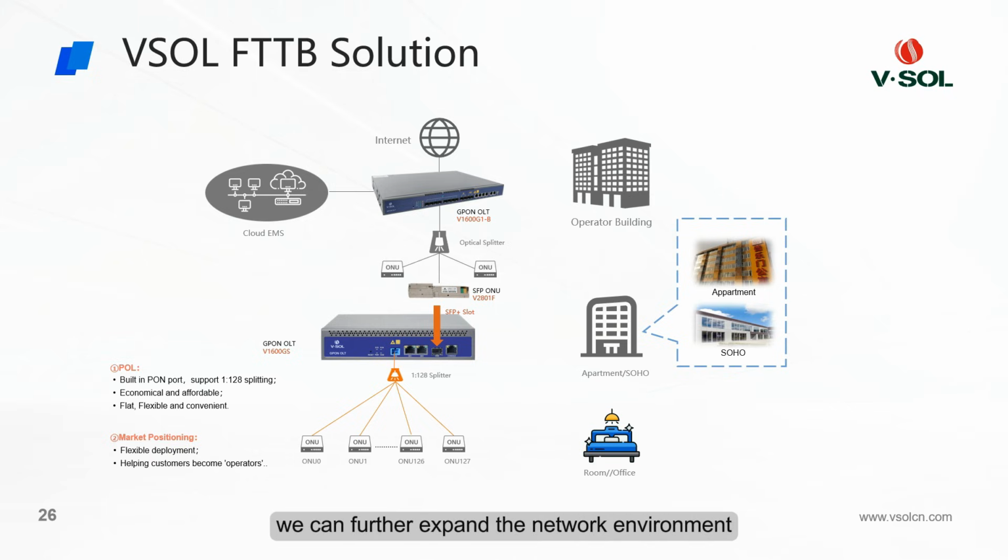We can further expand the network environment for rooms with high network requirements. Connect a small OLT V1600GS under the ONU in this room, and use the PON port under this V1600GS to provide street ONU where the room needs them, so that the entire room's network can be covered. This allows for compatibility with different network requirements within the same building.